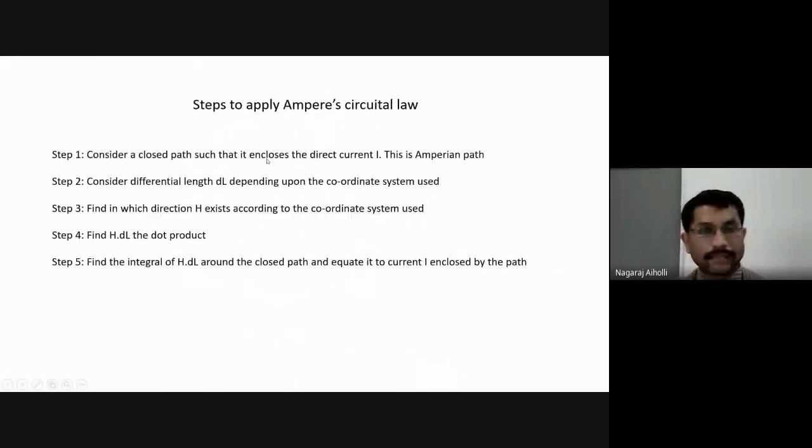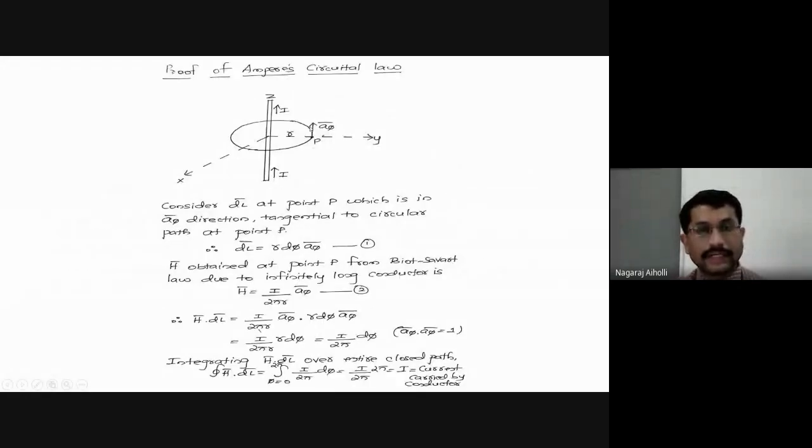Amperian path. Then second one, we have to consider the differential length dl, as we considered here, according to the coordinate system used. Here we are using which coordinate system? A phi bar means it is cylindrical coordinate system. R, phi and z is cylindrical coordinate system. Then we can find out the equations also for Cartesian and spherical coordinate systems.